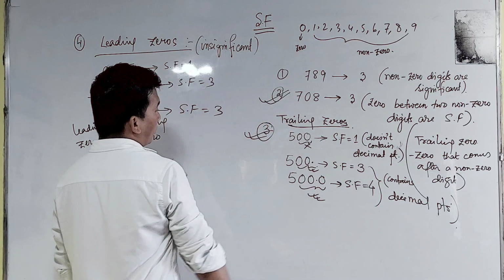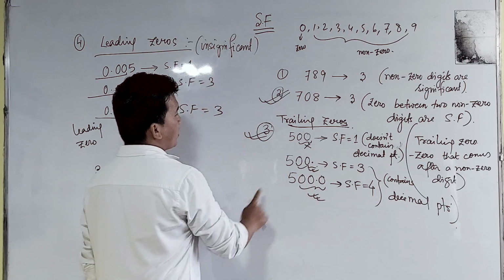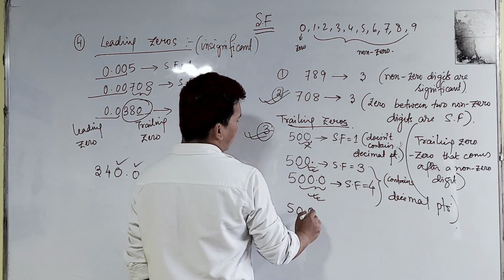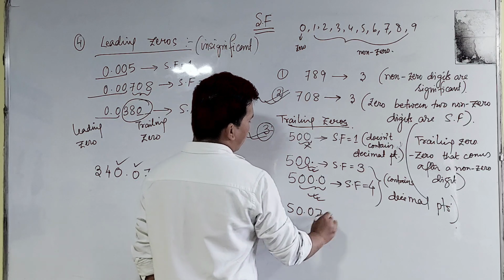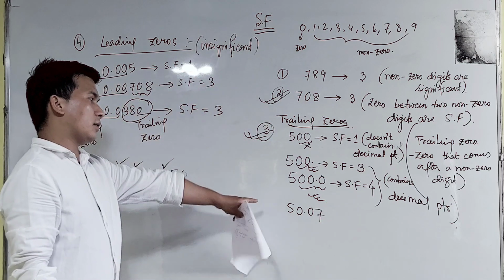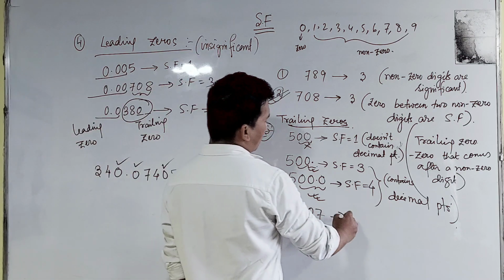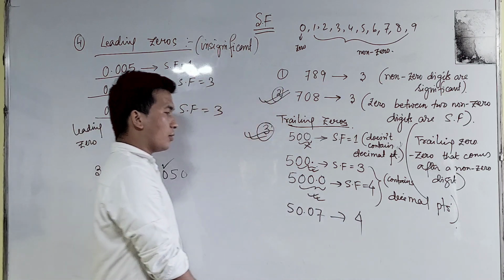See, for better understanding, let me write an example over here. This is 5.00, 50.007. How many significant figures are there? There will be 4 significant figures. Is that understood or not?